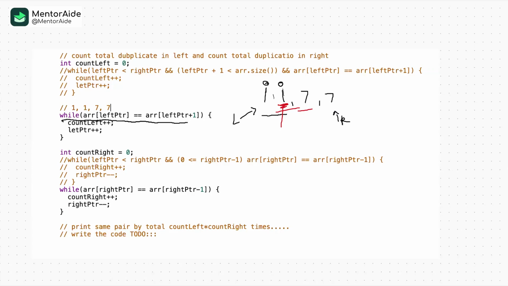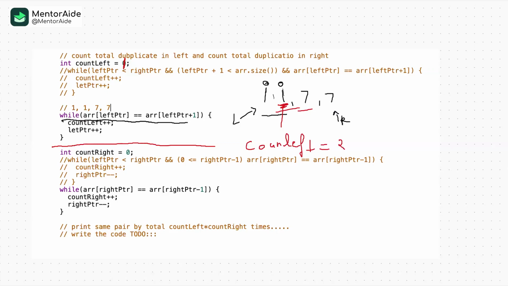One change which we need to make here is instead of saying count is equal to 0, it will be 1 here. We are going to initialize it with 1. At the end of this loop, what will be the value of count left? Answer it. 2. Correct. 2.